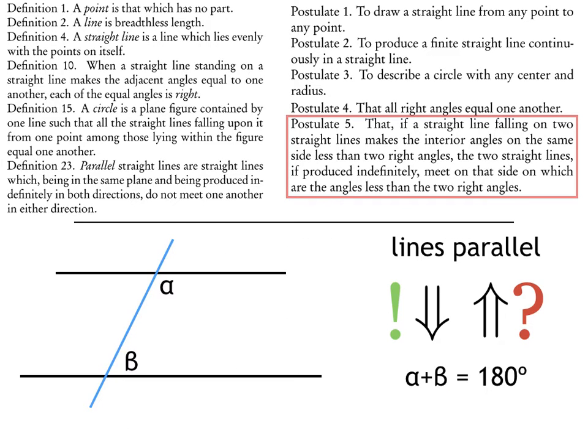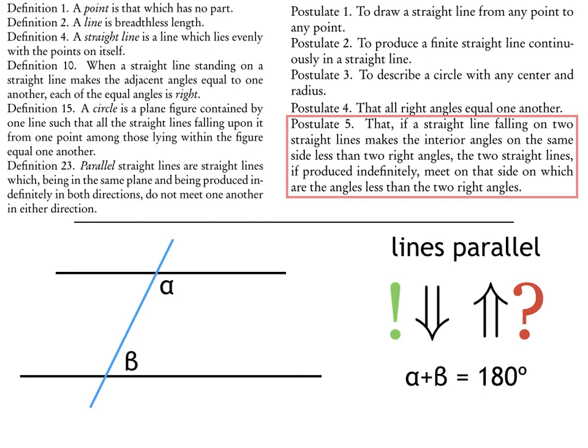So this leaves us with the situation: what if alpha and beta do add up to two right angles, 180 degrees? Then what happens? The postulate doesn't say. It only talks about the situation where it's less, and more also follows quite simply. But what about equal? There's a two-way implication to consider here: is the situation where the two angles add up to two right angles equivalent to the lines being parallel? At this point we can already say that certainly if the lines are parallel, then the two angles will add up to two right angles.